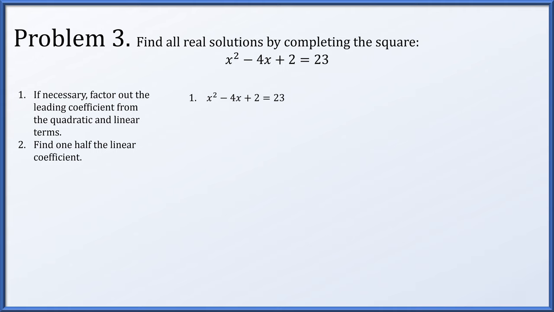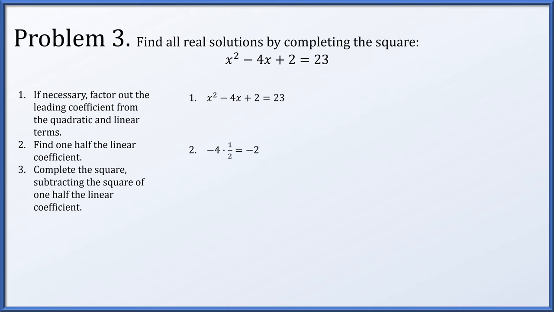So our linear term, our x, is being multiplied by negative 4, and half of that is negative 2. Complete the square, which will involve subtracting the square of 1 half the linear coefficient. So we had x squared minus 4x. Now, if we were to FOIL out x minus 2 squared, we would get that x squared, we would get the minus 4x, but we would get a plus negative 2 squared, which we cancel out by subtracting negative 2 squared.